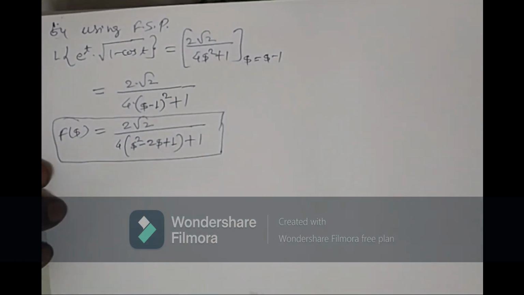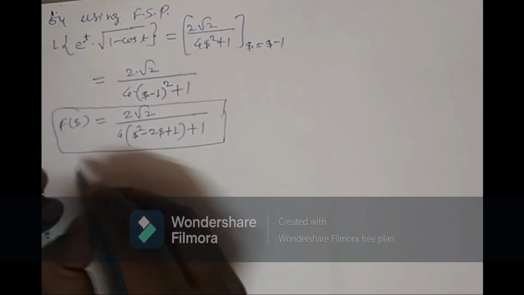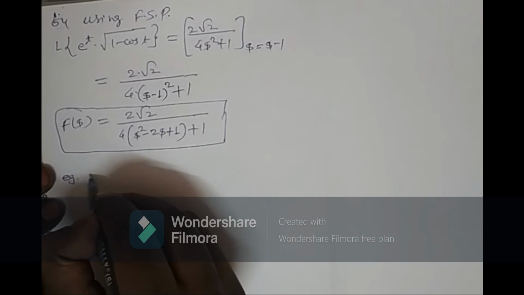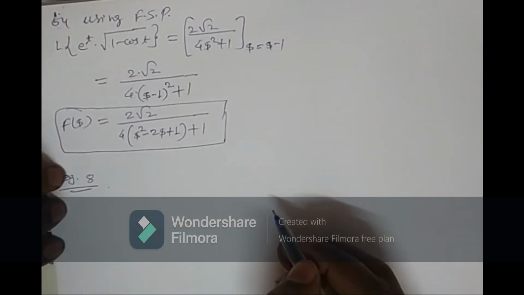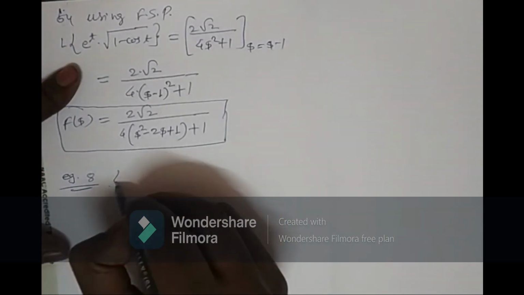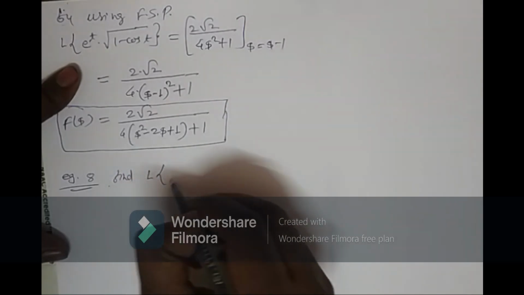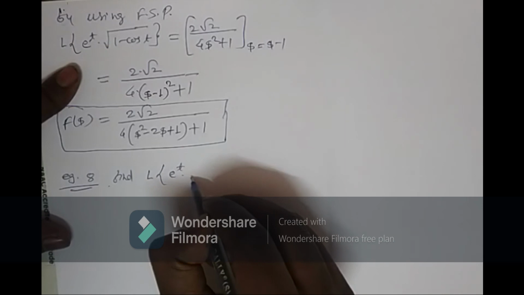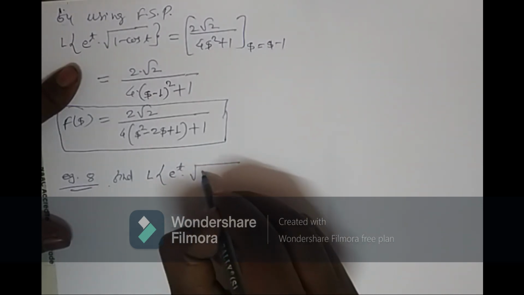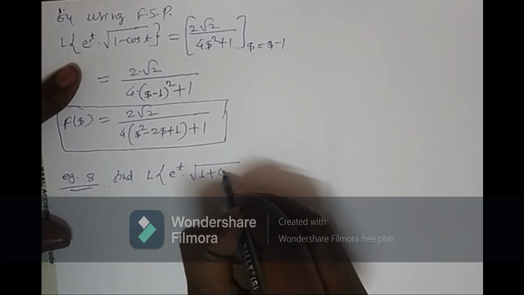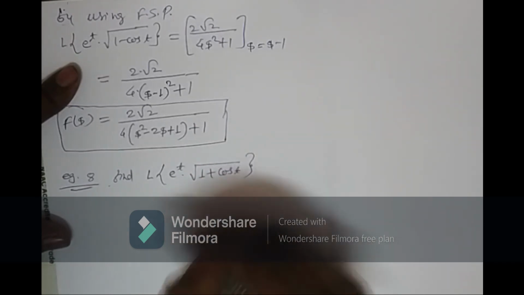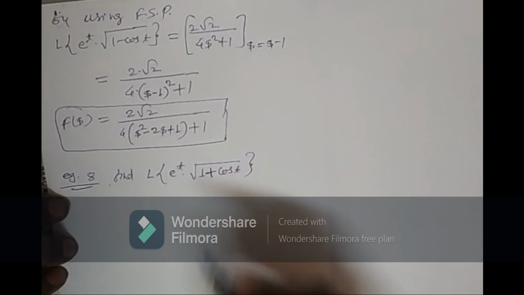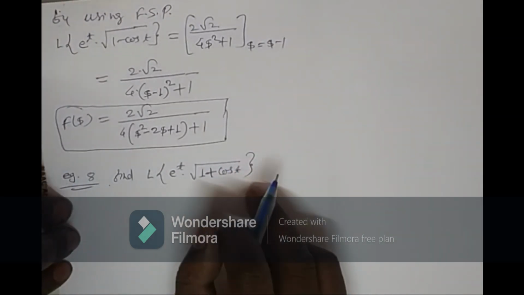Now let us solve a similar example, but with a little change. So example number 8. Find Laplace transform of e raised to t into under root 1 plus cos of t. In the previous example there was 1 minus cos t, but now it is 1 plus cos t.